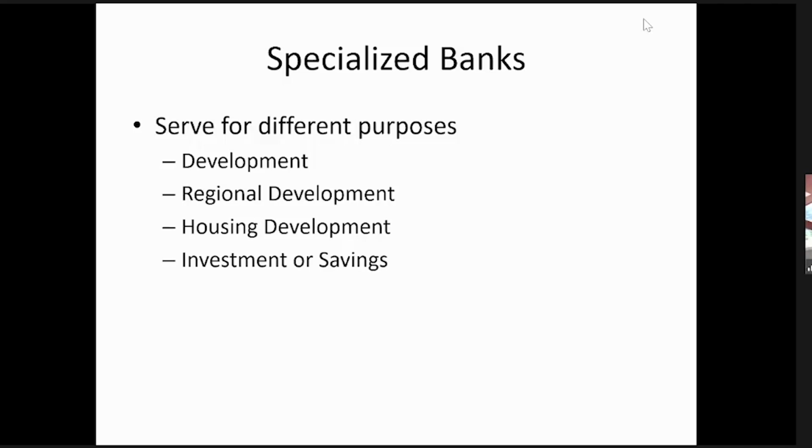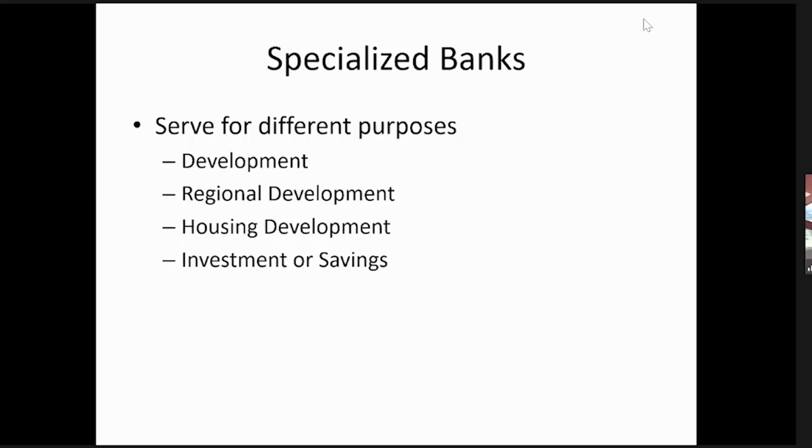So the bank can borrow money from the public and it can provide loans again to the customers. Right? If it is a development bank, maybe for development purposes. If it is a regional development bank, then for regional development purposes. And if it is a housing development bank, then it is for housing construction. Investment or saving bank, that is to encourage investment. So these banks, investment and saving banks, can provide loans only for investment.